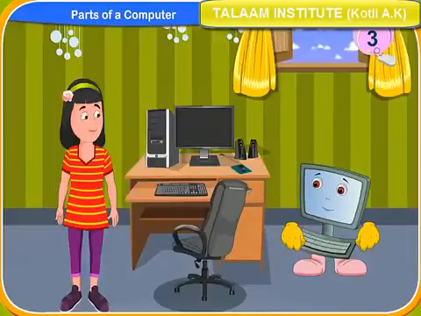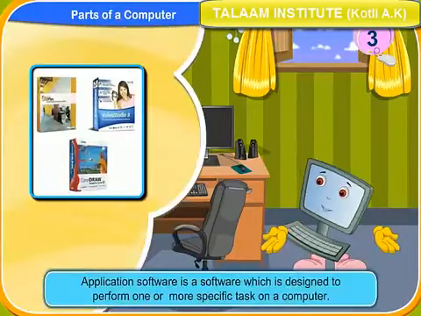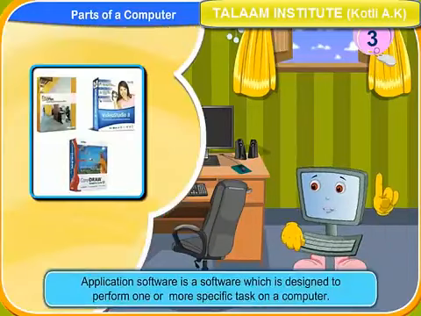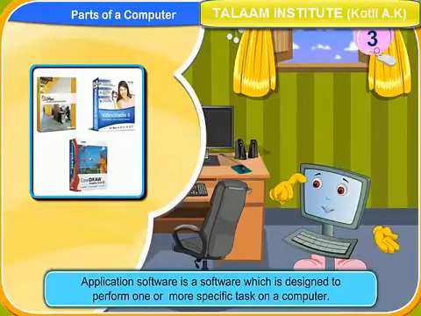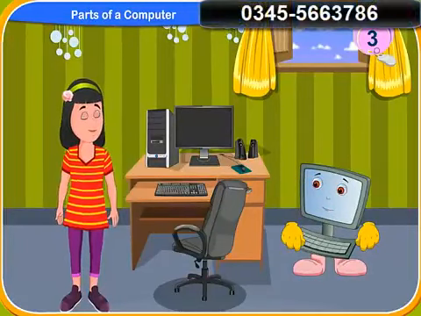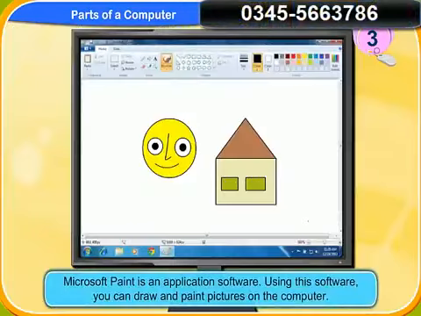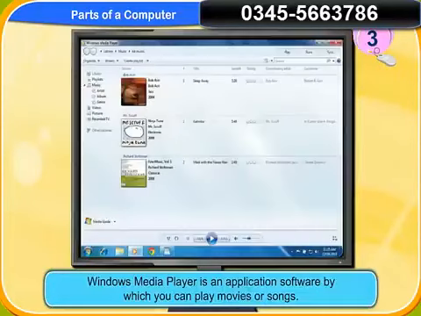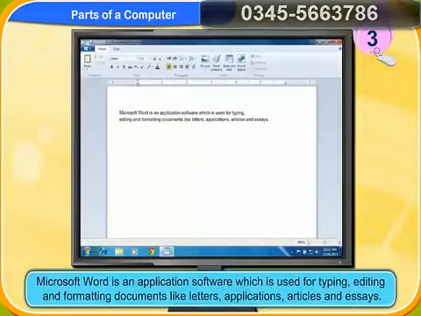What are application software? Application software is a software which is designed to perform one or more specific tasks on a computer. Can you give me any example of application software? Yes, Microsoft Paint is an application software. Using this software, you can draw and paint pictures on the computer. Windows Media Player is another application software by which you can play movies or songs.